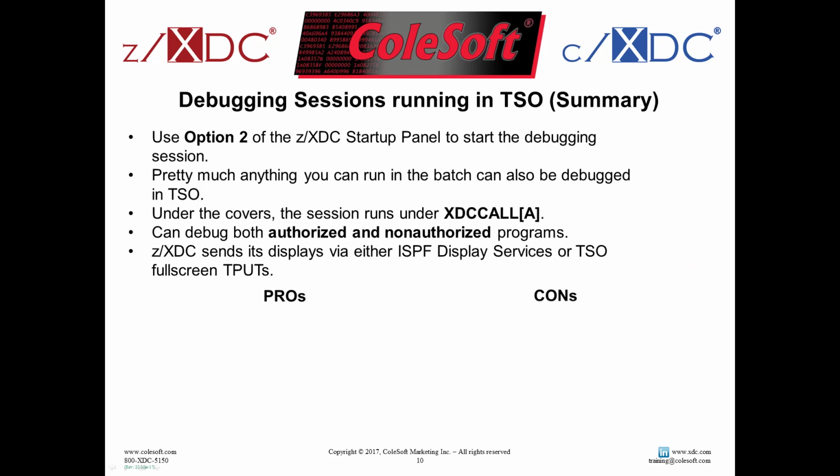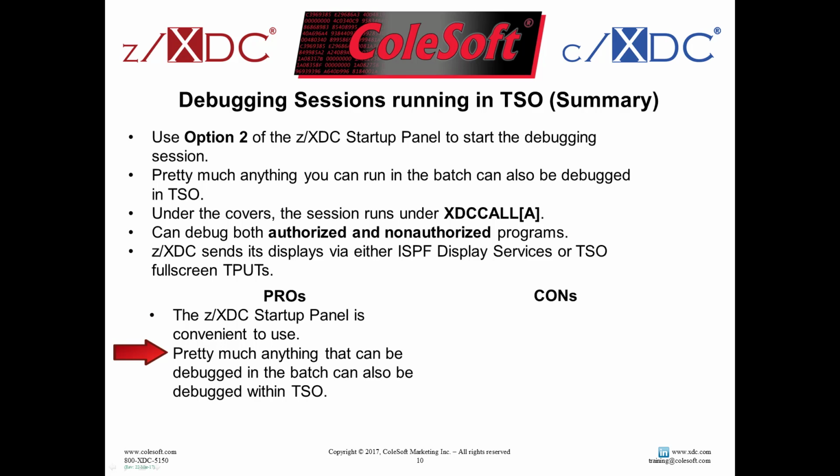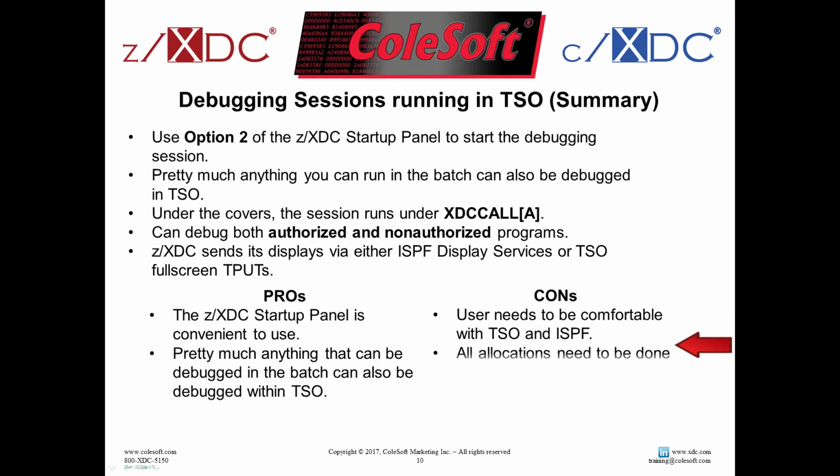The pros and cons are these. The cXDC startup panel is pretty easy to use. And as just mentioned, pretty much anything that can be debugged in the batch can also be debugged within TSO. For cons, the user needs to be comfortable with TSO and ISPF. All dataset allocations need to be done ahead of time using TSO's allocate commands. You may want to write a CList or REXX exec to do this.